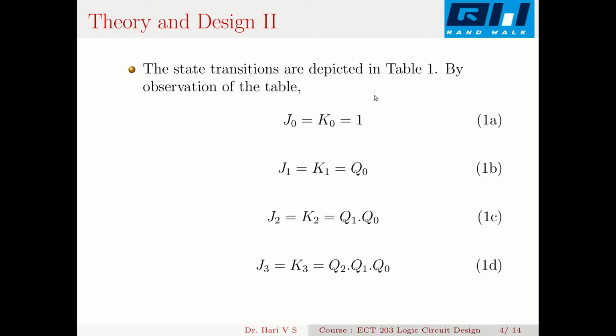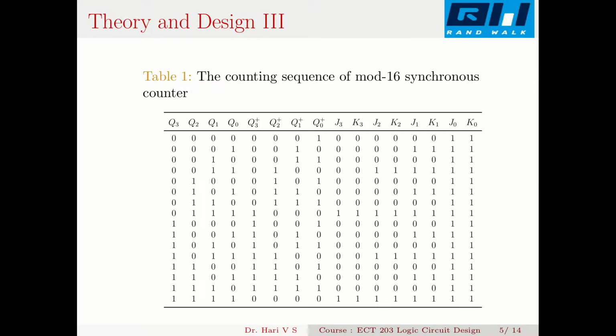Now you see this full design. J0 equal to K0 equal to 1, and J1 equal to K1 equal to Q0. J2 equal to K2 equal to Q1 and Q0. J3 equal to K3 equal to Q2 and Q1 and Q0. So this I can develop into a circuit.